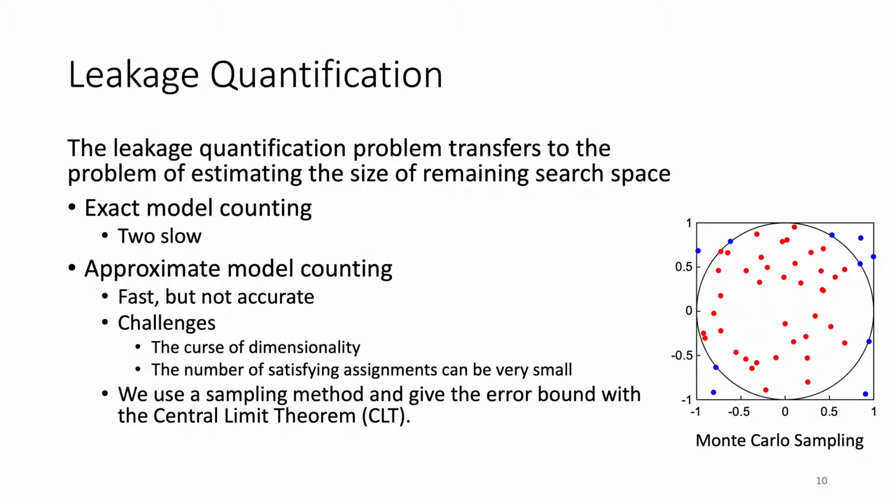In our project, we use a proxy model counting. There are two challenges. The first one is the curse of dimensionality problem, and the second one is that the number of satisfying assignments could be very small. We use two heuristic techniques to mitigate the problem. If you are interested, please refer to the original paper. After that, we give the error bound with the Central Limit Theorem.